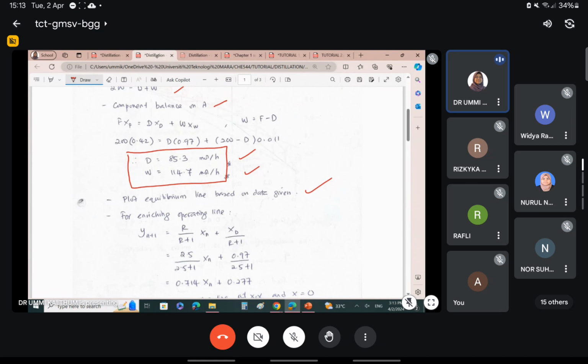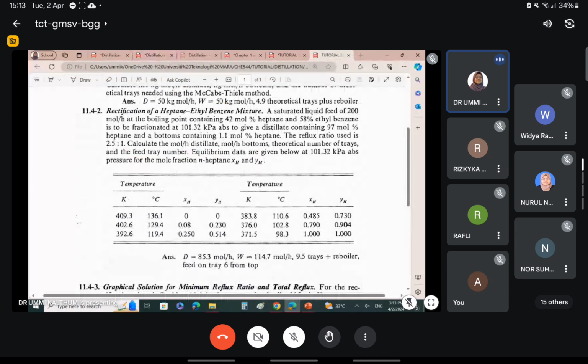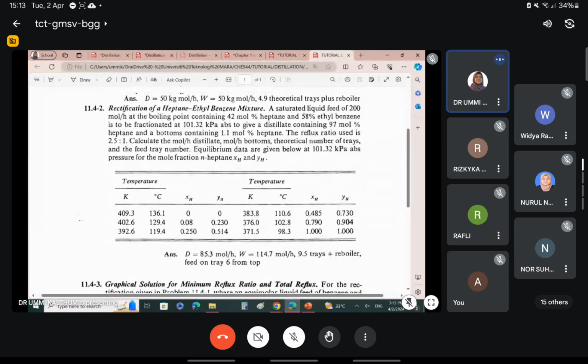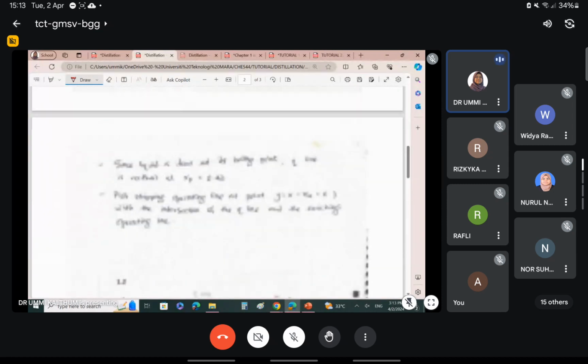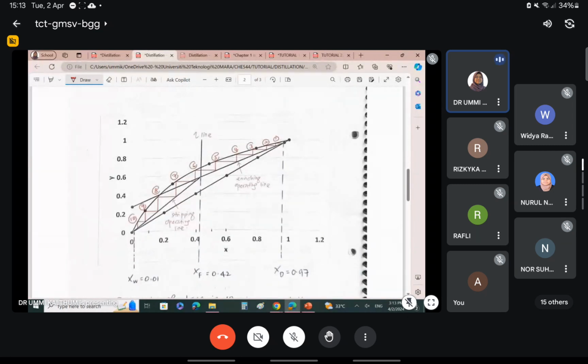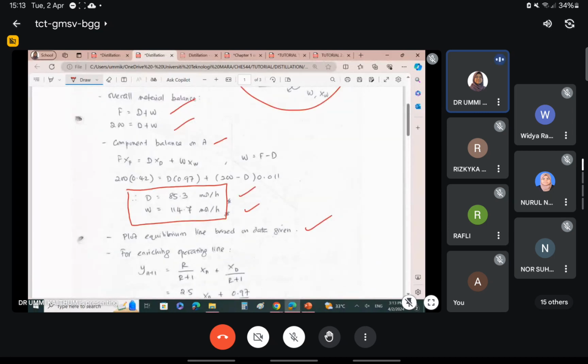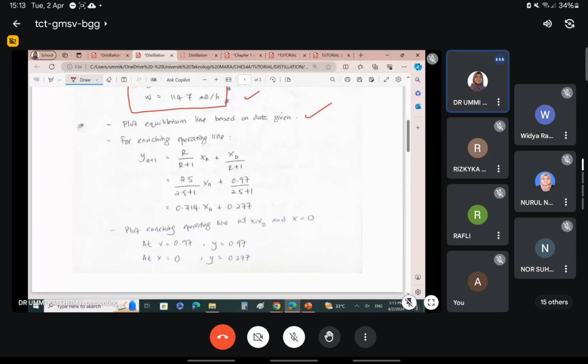Alright, so plot the equilibrium line based on the data given. This is the data. When you plot, you will get a diagram like this. Once plotted, find the enriching operating line. This is the enriching operating line: y equals 0.714x plus 0.277.